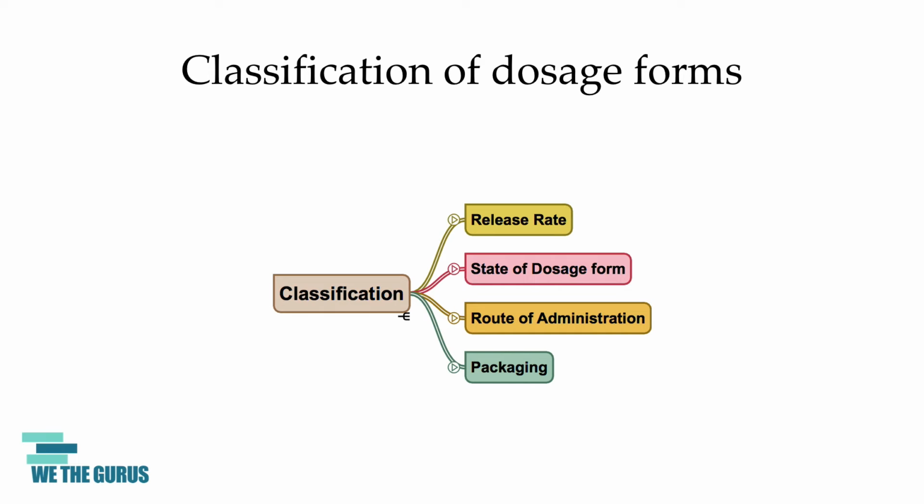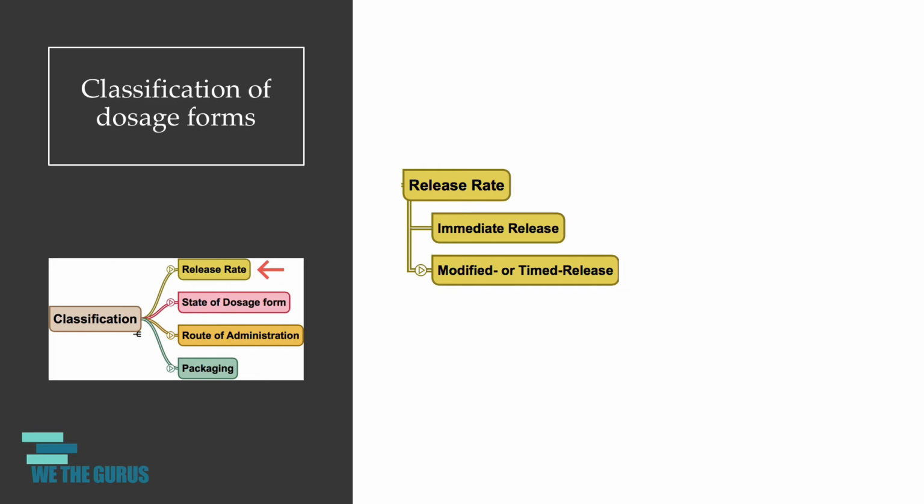First, and maybe the easiest way, is classification based on the rate at which the active drug is released from the dosage form. According to this classification, dosage forms can be of two broad types: immediate release dosage forms and modified release dosage forms. As the names indicate, immediate release dosage forms start releasing the medication as soon as they are ingested, whereas the modified release dosage forms modify or change the rate of drug release from the dosage form. By the way, modified release dosage forms are also known as timed release dosage forms.